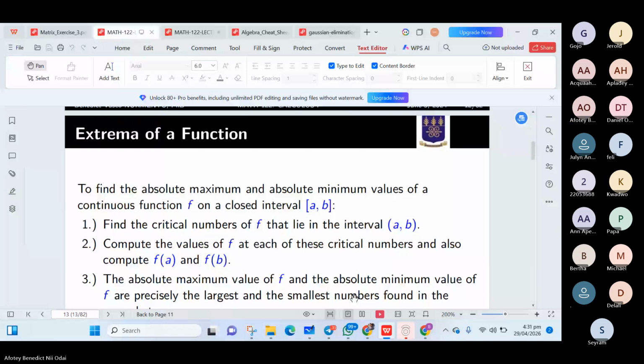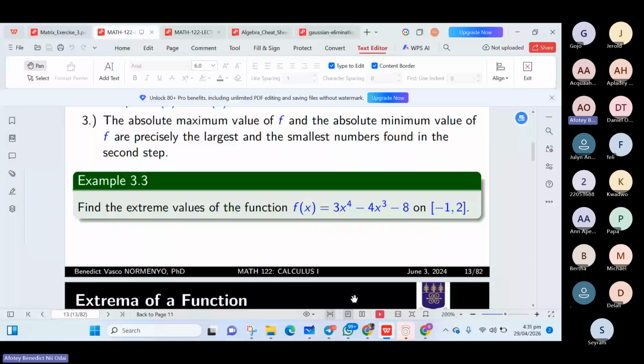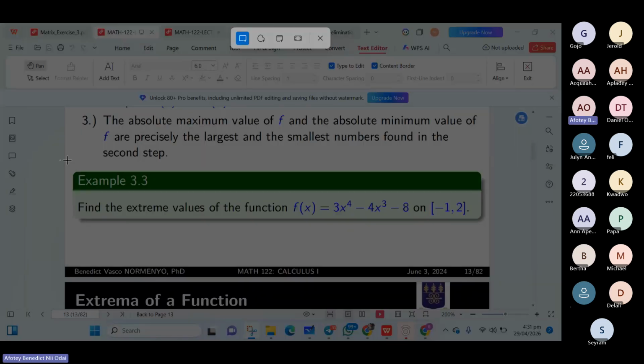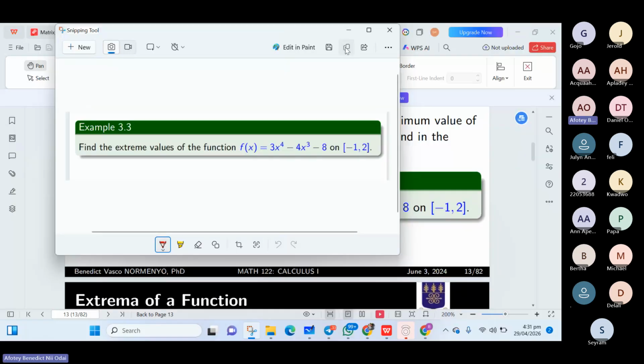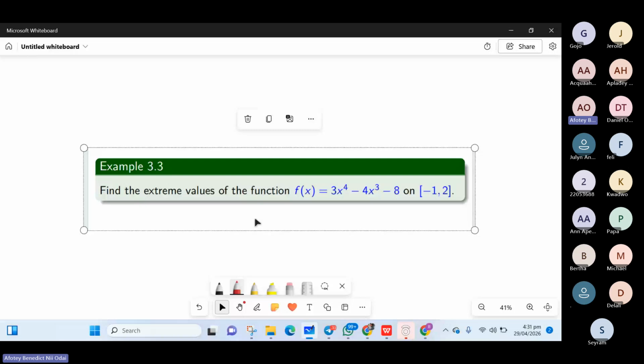Now, let's find the extreme values of the function. So again, I'm going to take a screenshot of this. Then we are going to go to our board and we are going to find the extreme values. Now, before we solve this, let's look at the graphical representation of this as well. Right? Let's see.